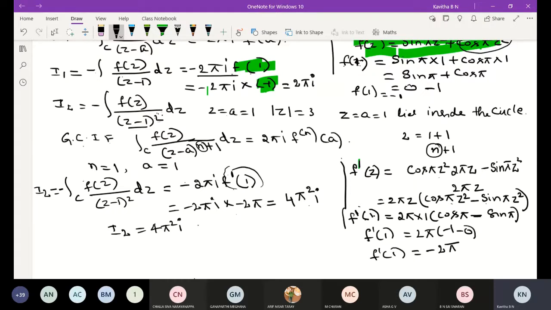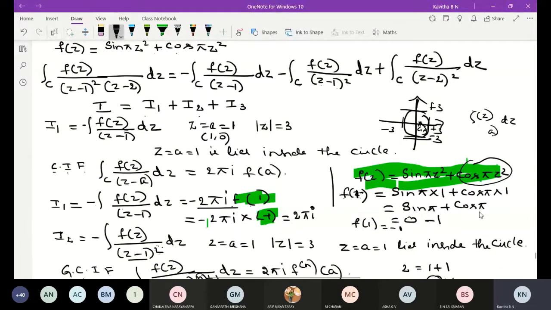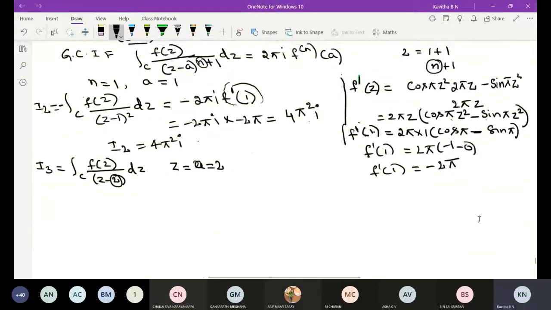I3 is very easy. We have to apply the Cauchy's integral formula. I3 is equal to integral over c of f of z divided by z minus 2 dz. What is a here? Observe here, z minus a is z minus 2, so a is 2 here. In the diagram, the radius is 3. The point 2 also lies inside the circle. Observe here, the 2 will come here. Write down.